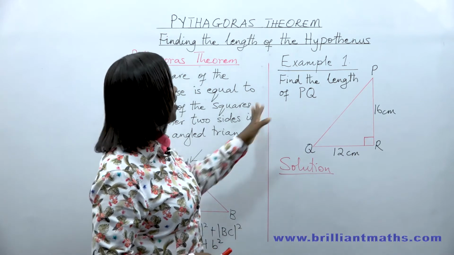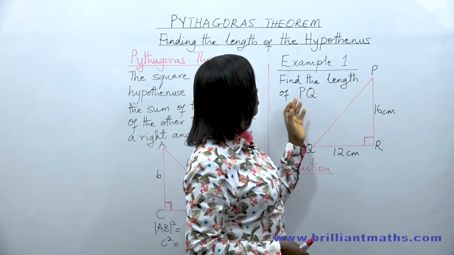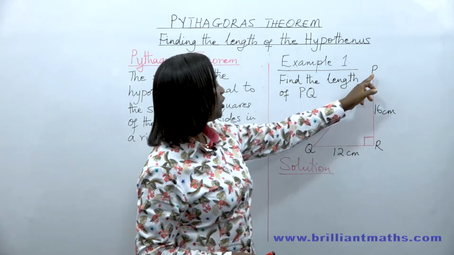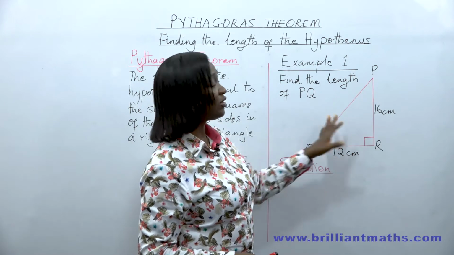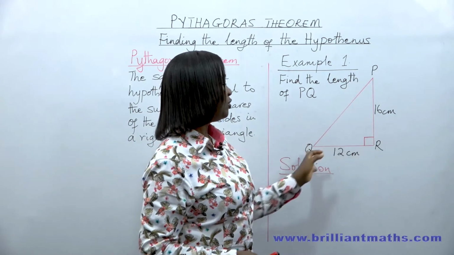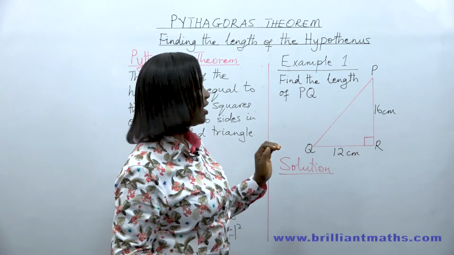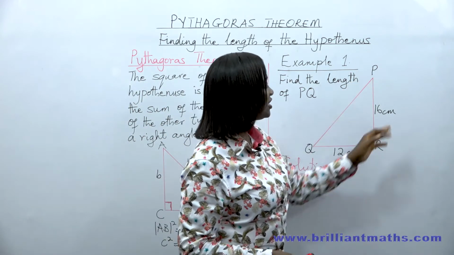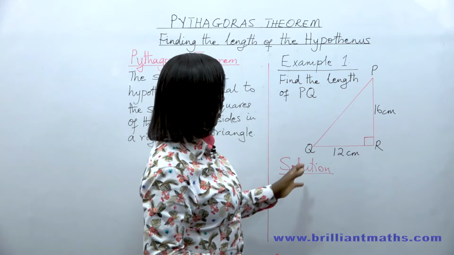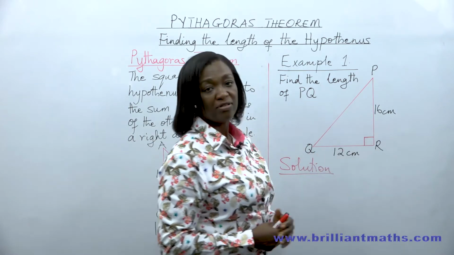Example 1. Find the length of PQ. PQ is the slanted side, in a right angle triangle. So PQ is the hypotenuse. And PR is 16 centimeters. And RQ is 12 centimeters.